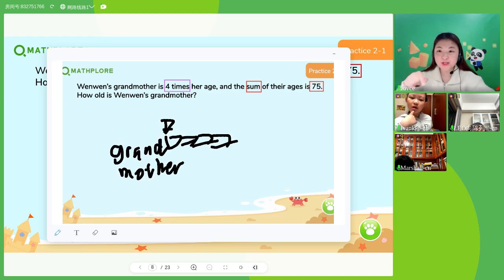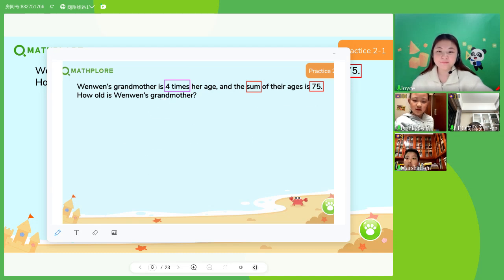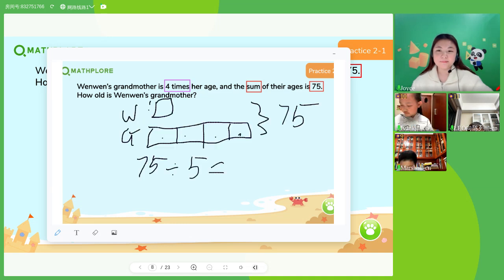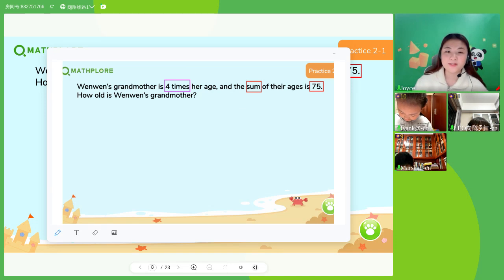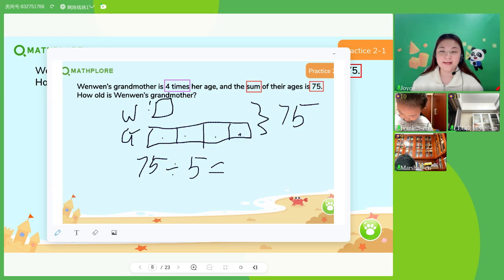You only use G stand for grandmother and W stand for Winman, right? It will be easier to write. Marshall, do you need some help to draw models? No, I'm drawing on the paper. Okay, that's great. Yes, Leon, do you need some help? No, I don't need it. Okay, great.